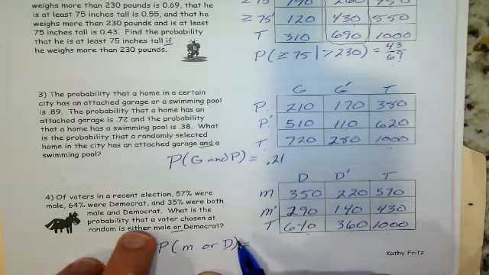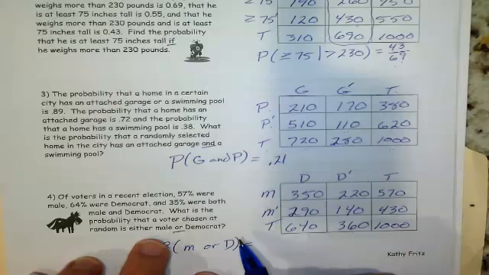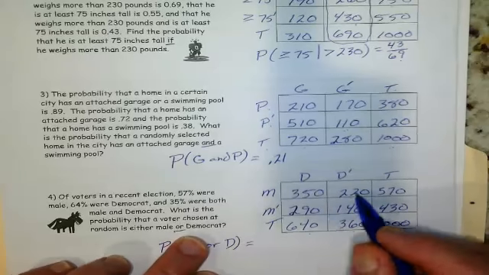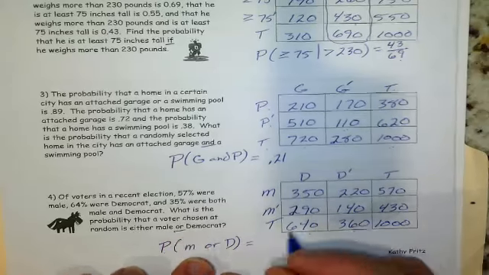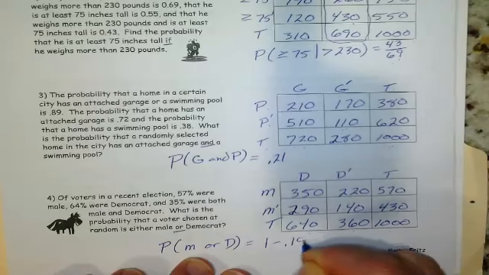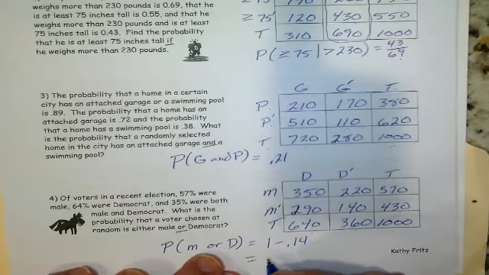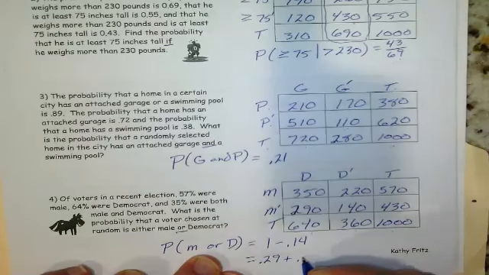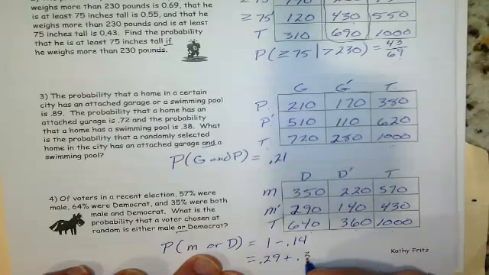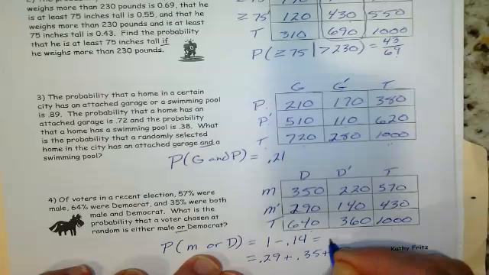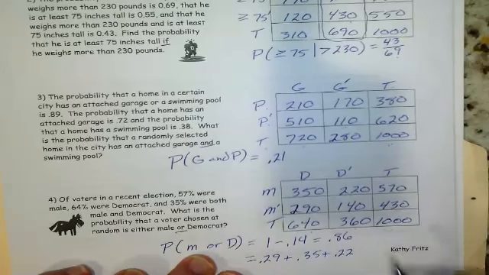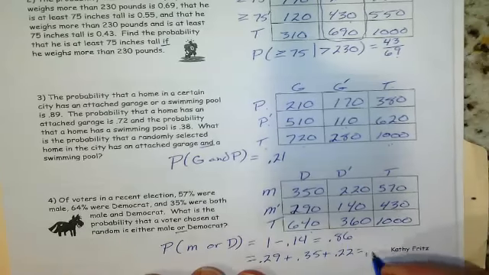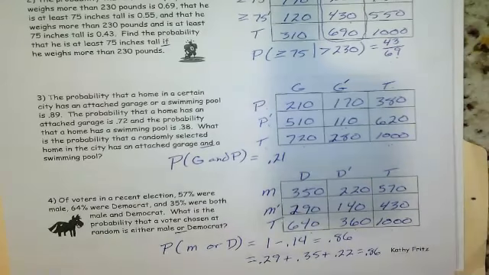So this asks, what is the probability that a voter chosen at random is either male or Democrat? So male or Democrat. So we can do 1 minus 0.14, or we can add, because or means to add, we can add 0.29 plus 0.35 plus 0.22. Either way, we still come up with 0.86. I hope that makes sense to you.